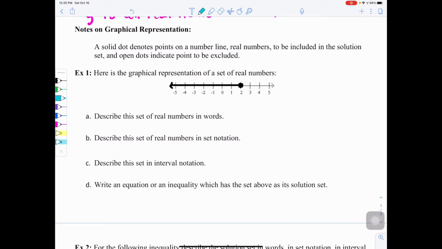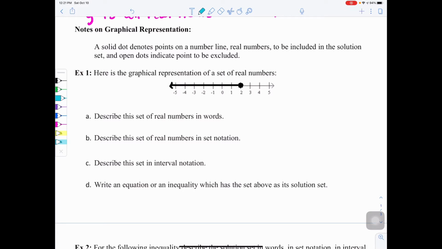A says, describe the set of real numbers in words. B says, describe the set of real numbers in set notation. C is interval notation. And D is write an equation or inequality that would satisfy this. I find that writing the inequality first is the way I like to proceed. You can do any of these first, but I'm going to start with what I'm most comfortable with and probably what you're most comfortable with, which is the inequality.